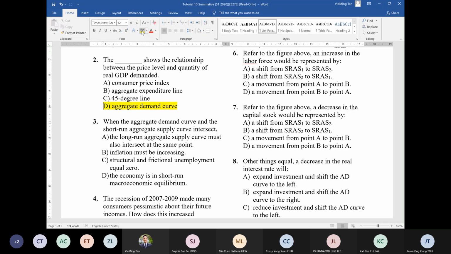Consumer price index actually will show the changes of the price level through time. So for the consumer price index, the x-axis refers to time, the year. So it's not the correct answer, because question 2 is asking for the curve that shows the relationship between price and quantity of real GDP demanded. So consumer price index is not correct.